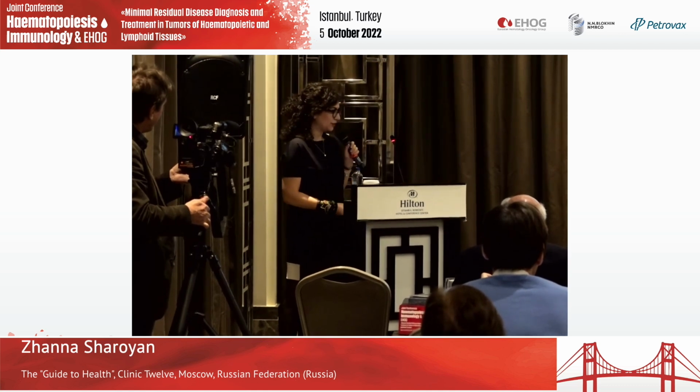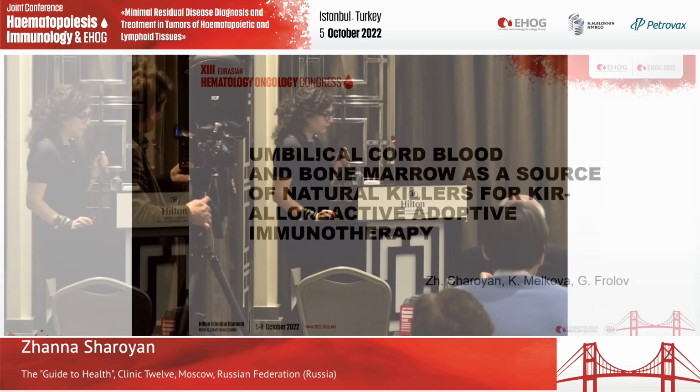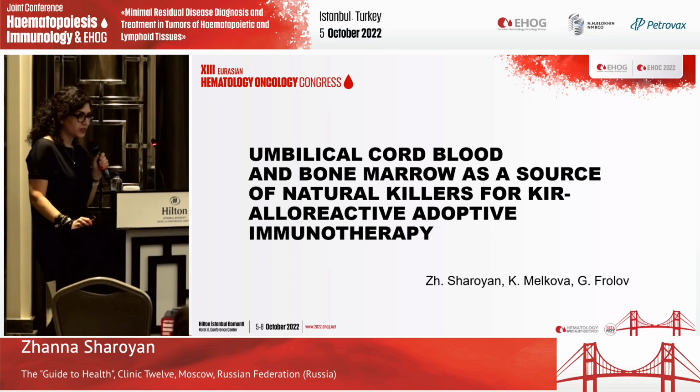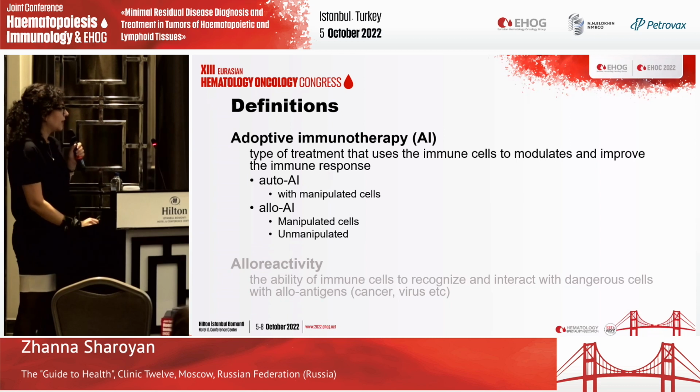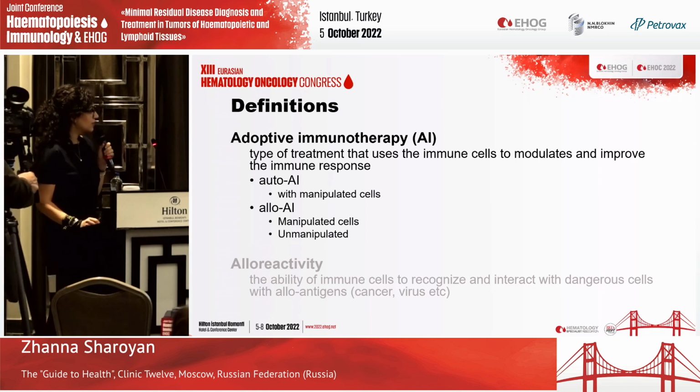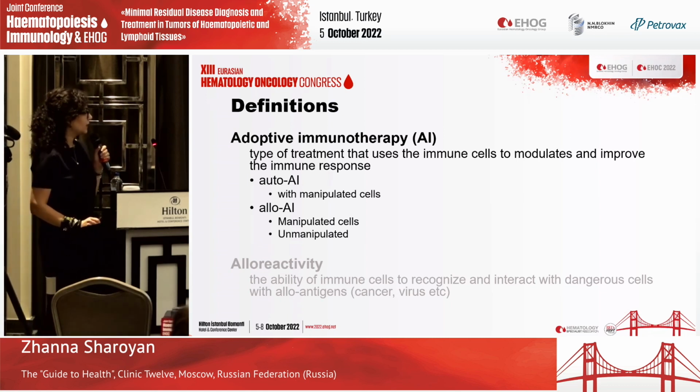Good afternoon, dear colleagues. Today, on behalf of all authors of the report, I will speak about umbilical cord blood and bone marrow as a source of natural killers for cure alloreactive adaptive immunotherapy. Adaptive immunotherapy is a type of treatment that uses the immune cells to modulate and improve the immune response. Today, we distinguish two fundamentally different types of adaptive immunotherapy with manipulated or unmanipulated cells.